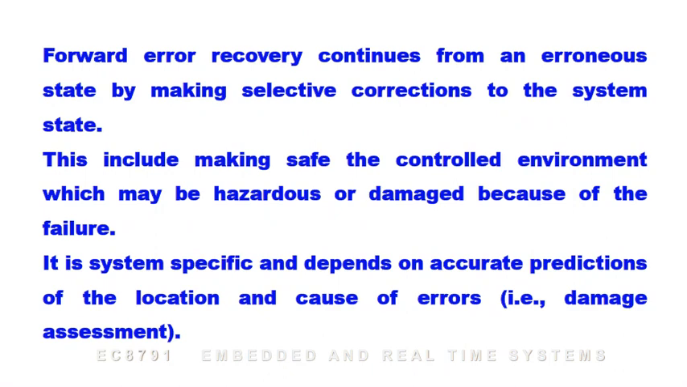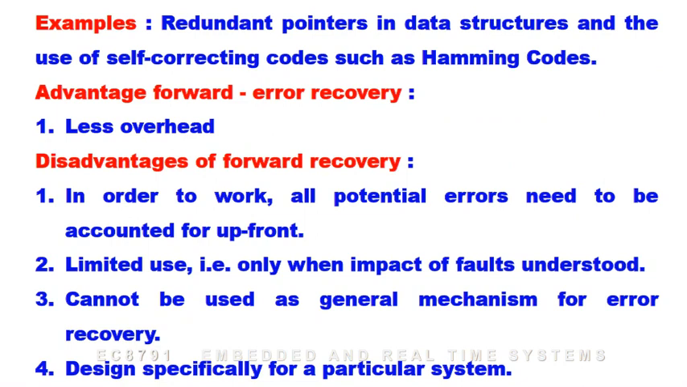Forward error recovery continues from an erroneous state by making selective corrections to the system state. This includes making safe the controlled environment, which may be hazardous or damaged because of the failure. It is system specific and depends on accurate predictions of the location and cause of error. Therefore, damage assessment. Examples: redundant pointers in data structure and the use of self-correcting codes such as Hamming codes.